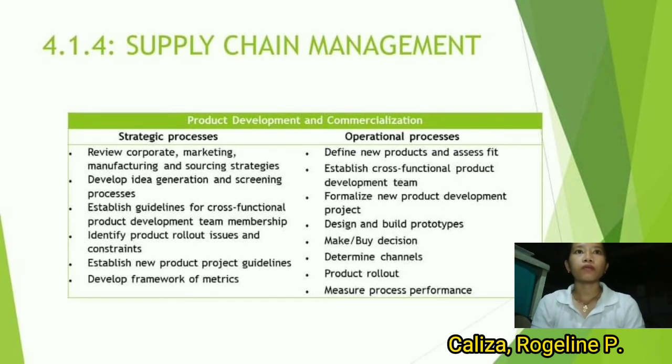Product development and commercialization. In the strategic process, review corporate marketing, manufacturing, and sourcing strategies is also to know the movements of production. Develop idea generation and screen processes is to do research about new ideas to produce new products. Establish guidelines for the cross-functional product development team. Membership is required to find good services and products. Identify the product rollout issues and constraints. These issues of the product need thought on how to solve them.